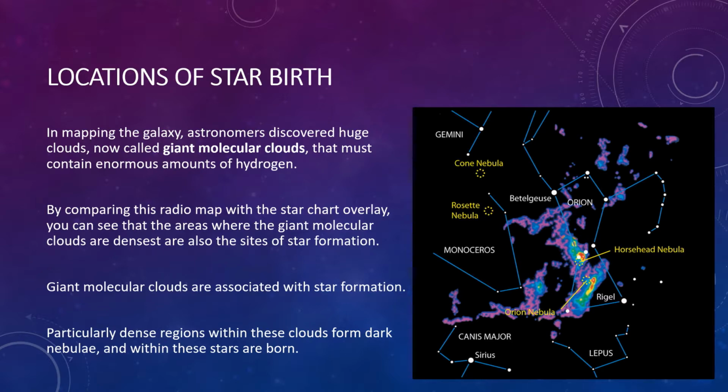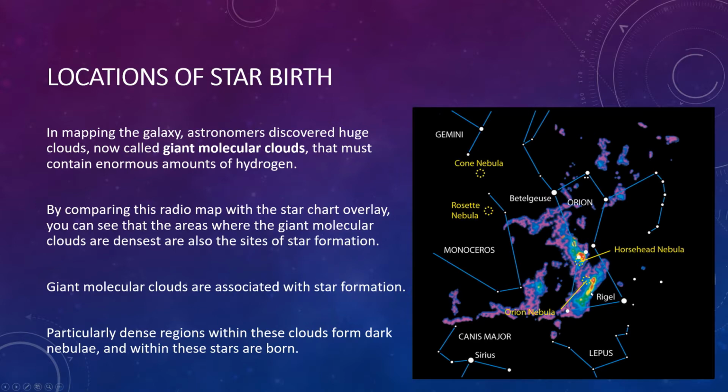Note the extensive areas of the sky covered by giant molecular clouds. You can see that by this color diagram. So all these colors you see indicate a giant molecular cloud, where the brighter colors is where it's most dense. By comparing the radio map with the star chart overlay, you can see that the areas where the giant molecular clouds are densest are also the site of star formation.